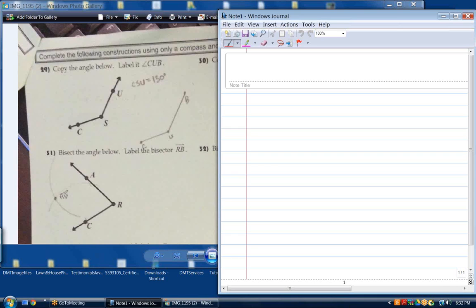So, if I want to copy angle 29, is this your work here? It is, yeah. It looks like you know how to do that. Shall we go to the next one? Yeah, we could do that.